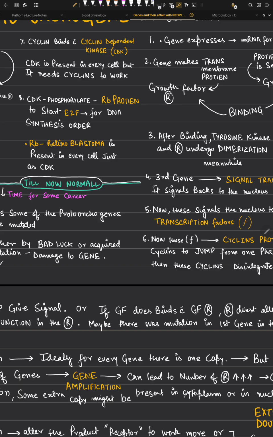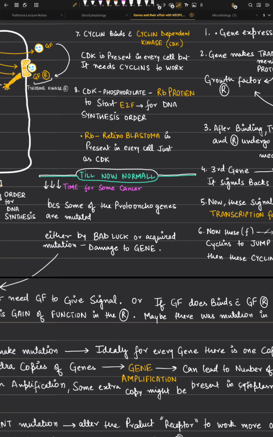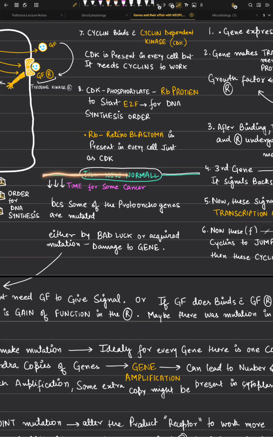RB is the brake. CDK-cyclin phosphorylates. Phosphorylates means it removes a phosphate from ATP, and that releases the brake. It releases the E2F bound to the RB protein. Okay, so this is the whole story, right? So till now we understand the story, right? Now time for some cancer.